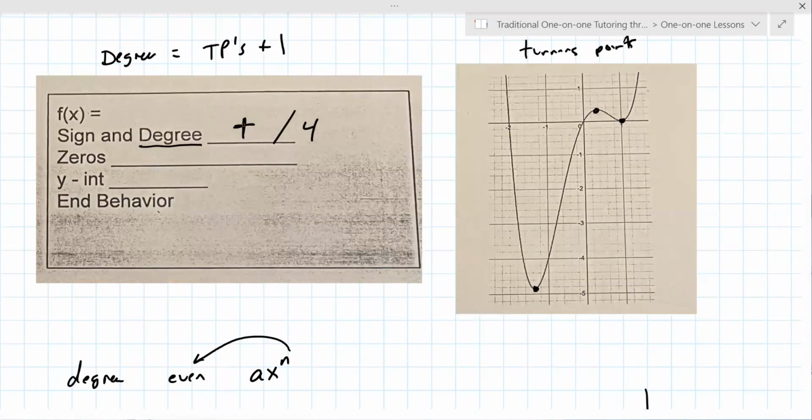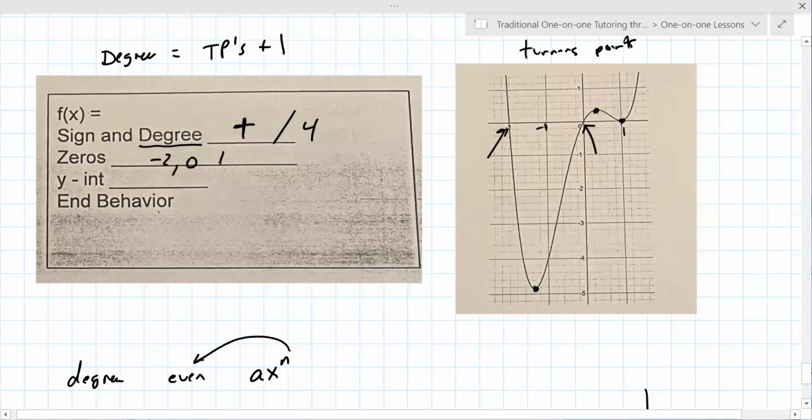Okay, so the zeros are where it crosses the x-axis. Where does this cross the x-axis? At 2. What about here? 0 and there. 2. Okay, so negative 2, 0 and 2. I think this one is 1. I know it's not written real well, but yeah, 0, 2, and 1. Okay. What about the y-intercept?